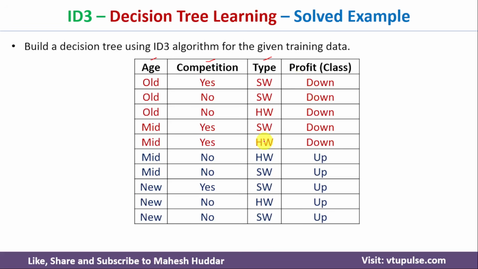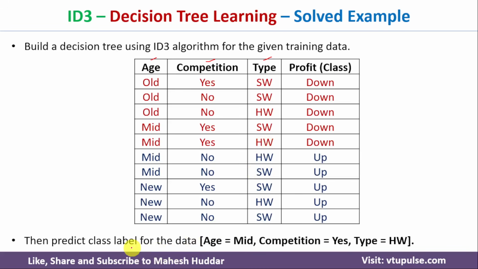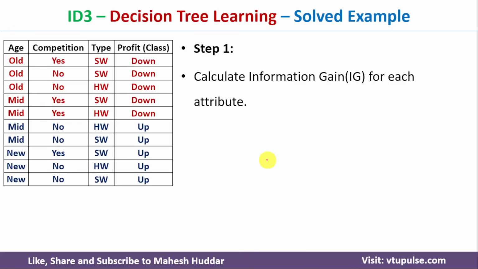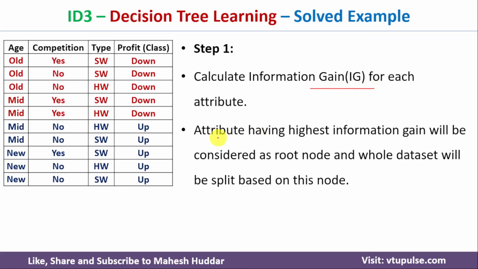Once you build the decision tree for the given dataset by using the ID3 algorithm, next we need to predict the class label for the given data, where age is equal to mid, competition is equal to yes, and type is equal to HW. While building the decision tree, first we need to calculate the information gain for each attribute, and the attribute having the highest information gain will be considered as the root node, and the whole dataset will be split based on that node.